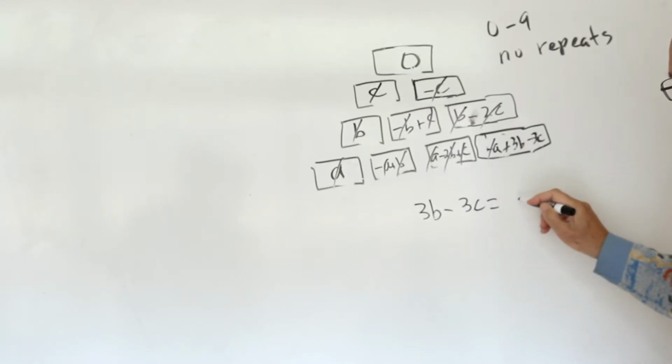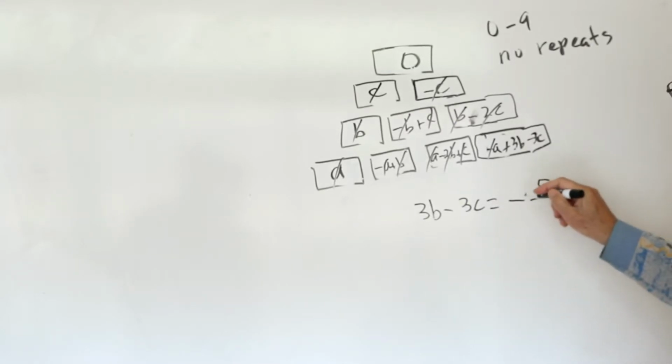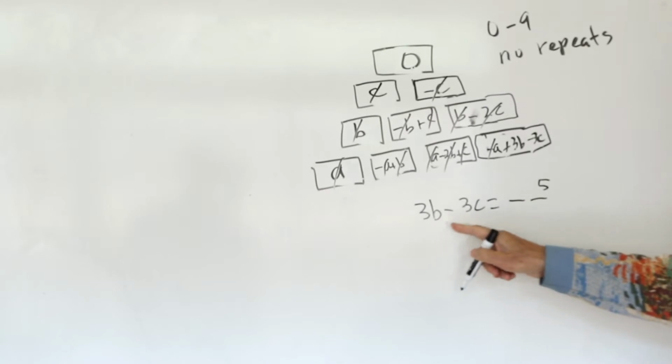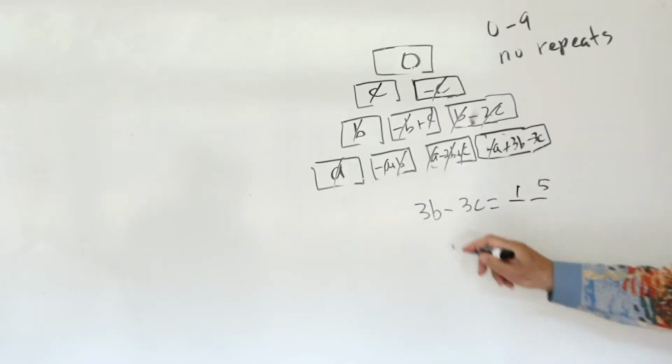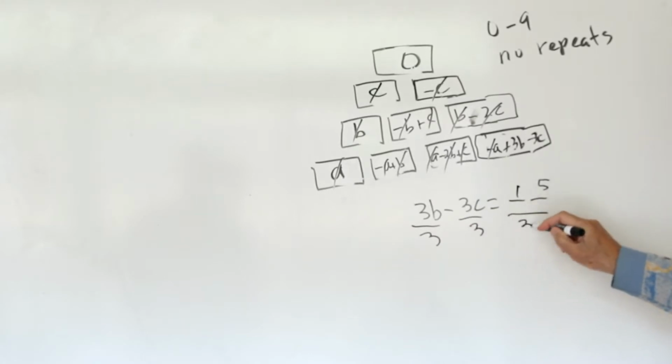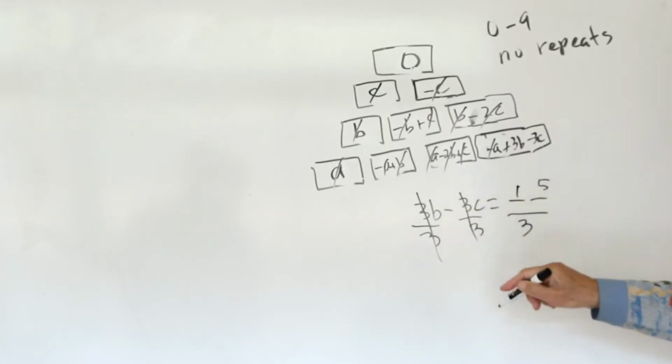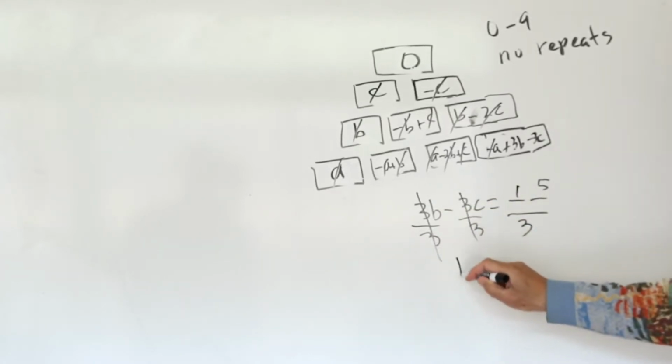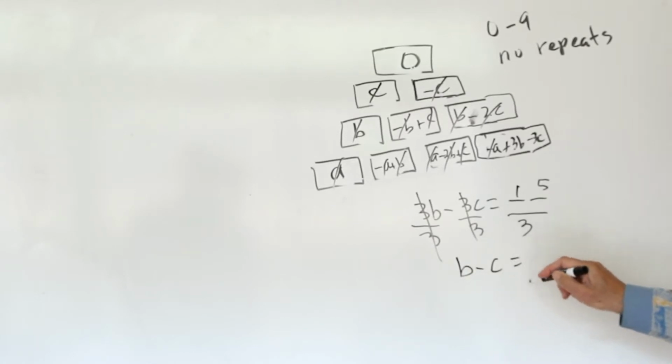And that's equal to anything that ends in 5. But since I want to divide through by 3, I'll use 15. Then when you divide through by 3, that cancels, and B minus C is equal to 5.